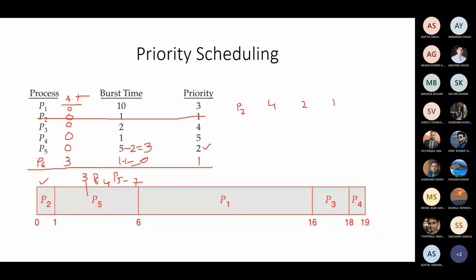Why? Because the priority is 1. At the fourth second, again it will compare which is having the highest priority. So the priority is 1, P7 will execute. P5 will keep waiting.